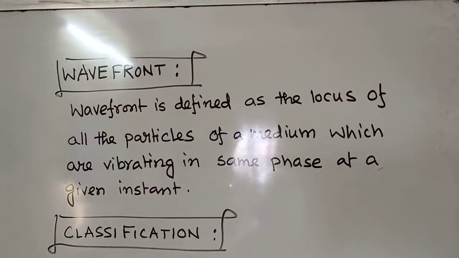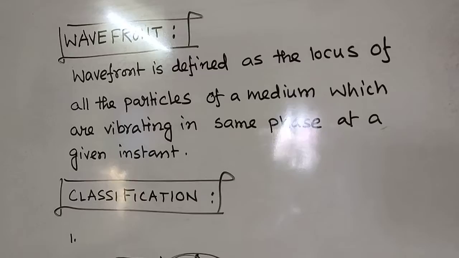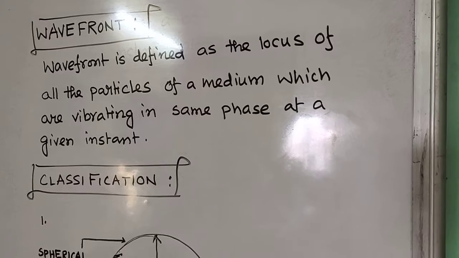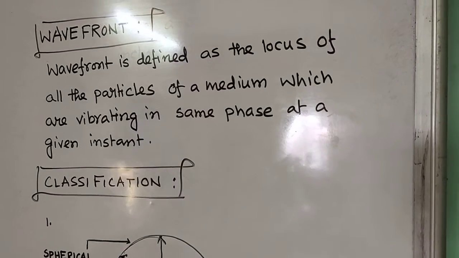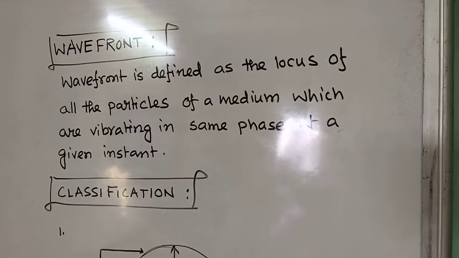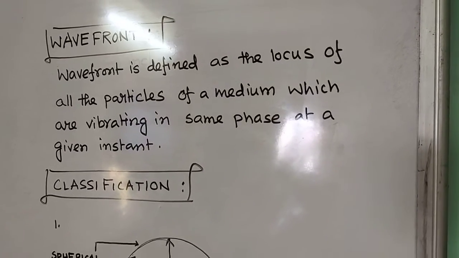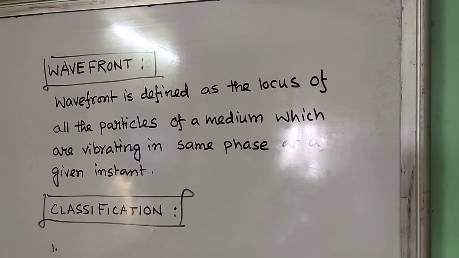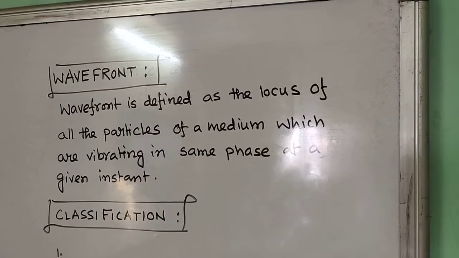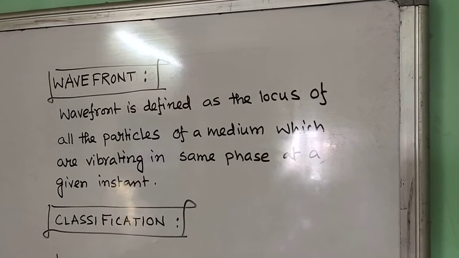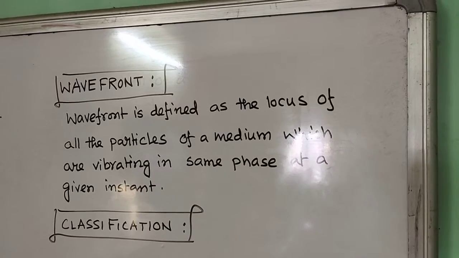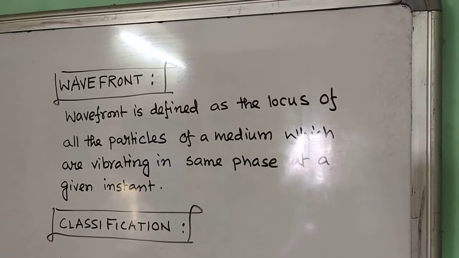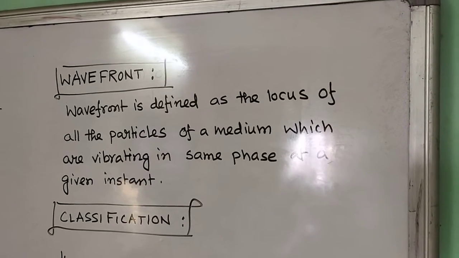So let me go through the statement we have written here. Wavefront is defined as the locus of all the particles of a medium which are vibrating in the same phase at a given instant. Just now I said that if there is a source, the source emits energy or some kind of disturbance. That disturbance strikes the particles suspended in the medium. Now if at a particular instant we join the particles which are vibrating in the same phase, then that line which we have joined can be defined as your wavefront.